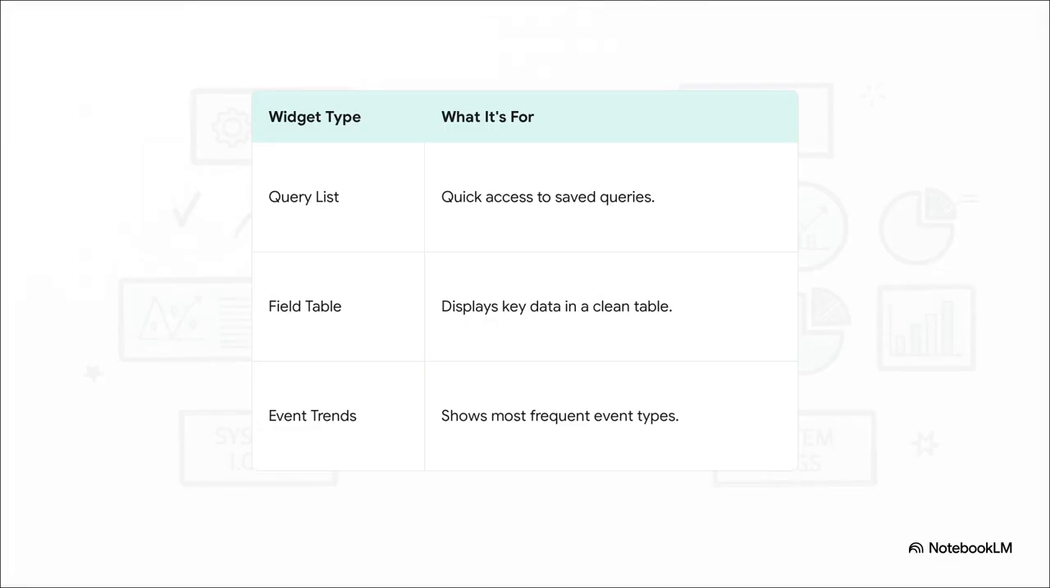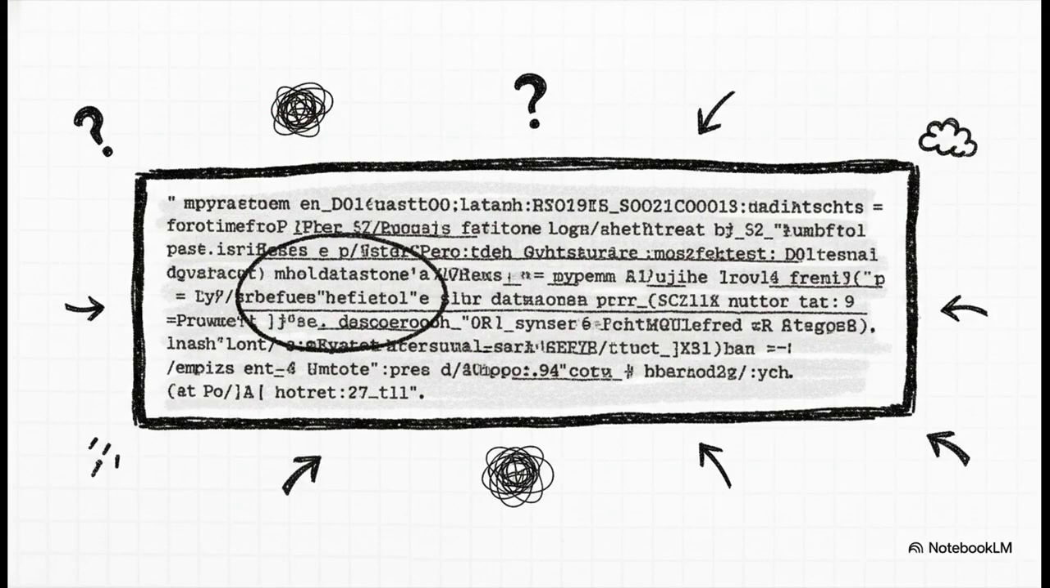And you get to build your own view of the world using these little widgets. A query list gives you one-click access to your most common searches. A field table organizes key data into a nice, clean table. And an event trends widget, well, that shows you what's happening most often. You combine these little building blocks to create a dashboard that tells you exactly what you need to know at a single glance. All right, now let's check out one of the most powerful features, dynamic field extraction.